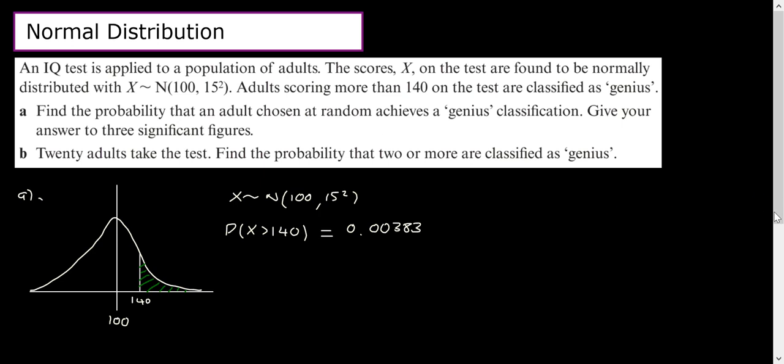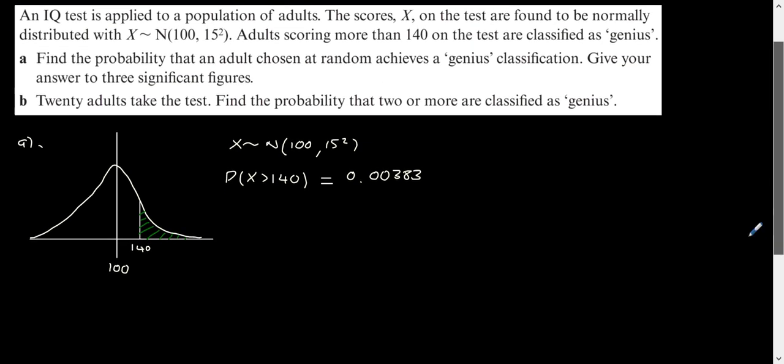Okay, so here is something interesting that happens at the end of this question, and this is quite common in a normal distribution question. They say, okay, can you understand how to use that result? So we're told that 20 adults take this test. Find the probability that 2 or more are classed as genius. Now, the first thing that I'm noticing about this is that we have this statement of fact that 20 adults are taking the test. All right, it's the first thing that I'm noting.